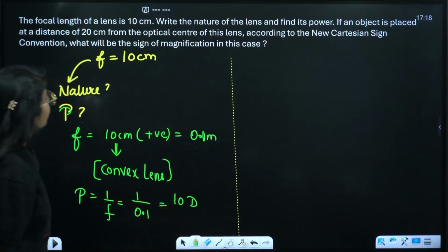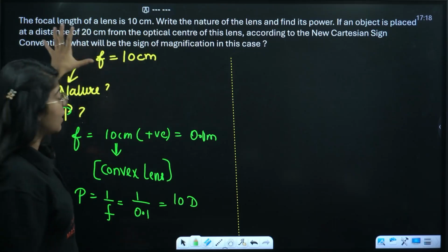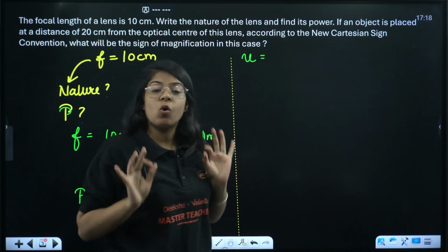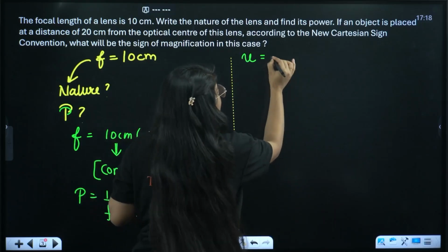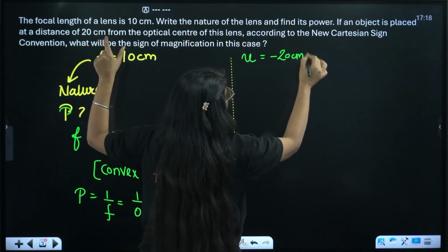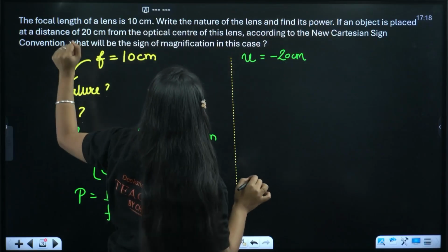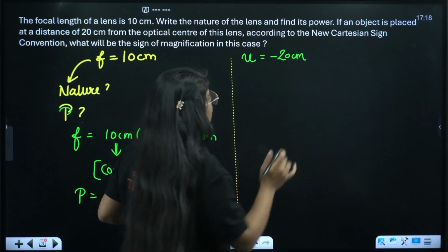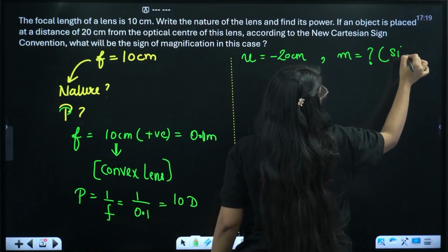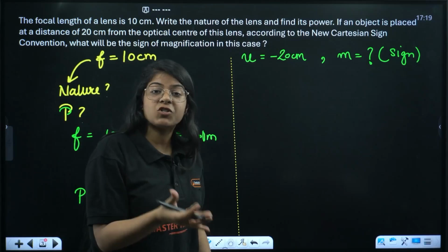What is the next part? If an object is placed at a distance of 20 centimeter, now they have given us the distance of object, that is u. u is always negative, right? So let's just add a negative sign first. Now it is 20 centimeter, let's write that from the optical center of the lens. According to the new Cartesian sign convention, what will be the sign of magnification? We have to calculate the magnification in this case. Basically it's a sign, but of course we will calculate magnification, right? What is the magnification in this case?